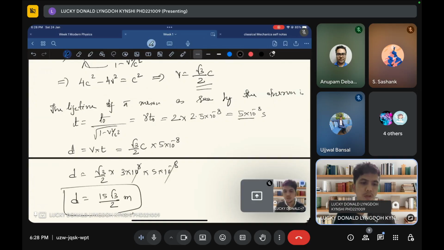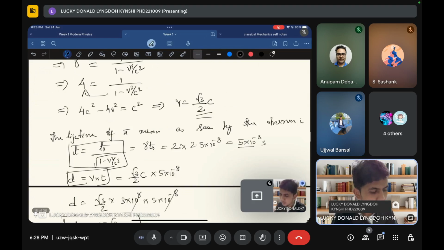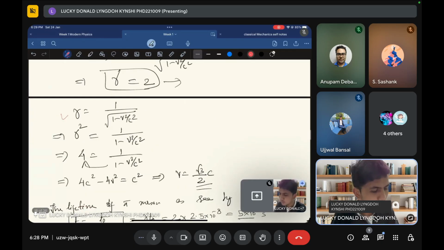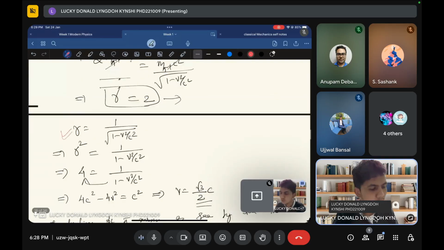So what did you solve here? You first solved the time in which you observe. Then you used the formula distance is equal to velocity times time. So you used the time dilation formula. And why do you need the time dilation formula? Because you need to calculate the distance. And in this case, to calculate the time, you also need 1 − v²/c². Right? You need this equation. That is why you calculated the value of gamma. Okay, so remember why you need gamma.